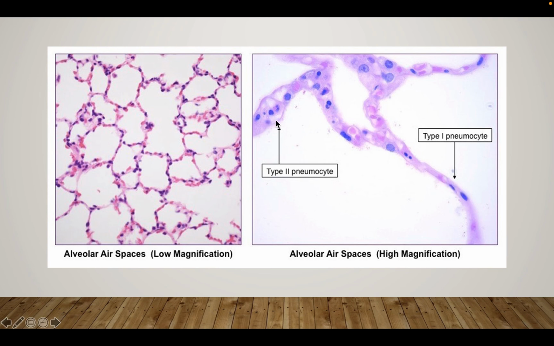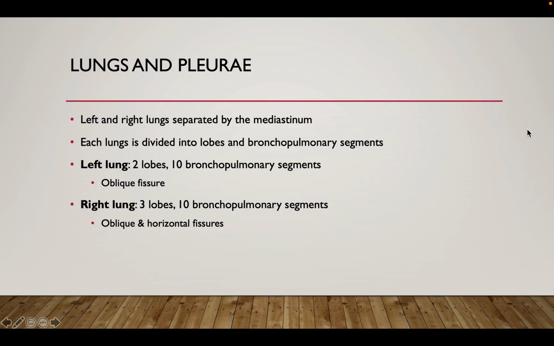And then your type 2, you kind of have to use your imagination a little bit. It doesn't look perfectly cuboidal, but it's roughly cube-shaped, and it's much less flat or squamous shaped than your type 1 over here. So type 1, again, involved in gas exchange with the capillaries, and type 2 will be secreting surfactant that lines this alveolus.